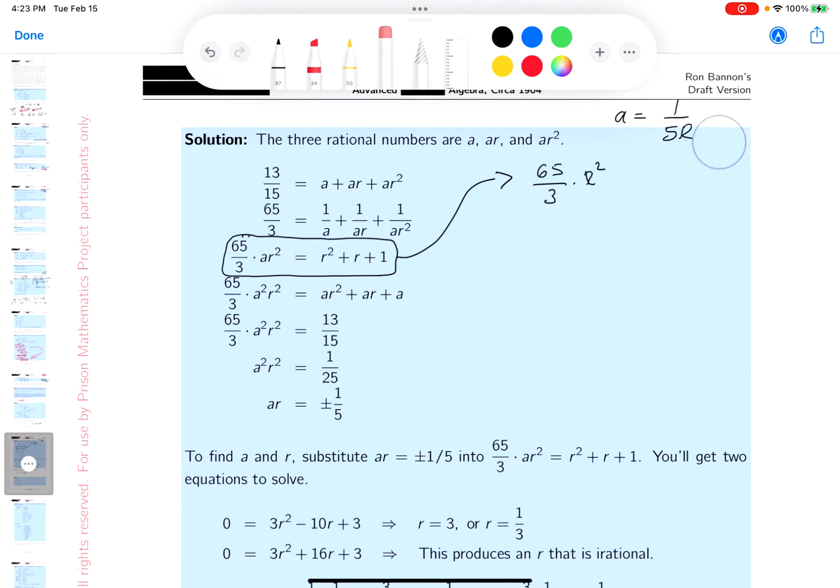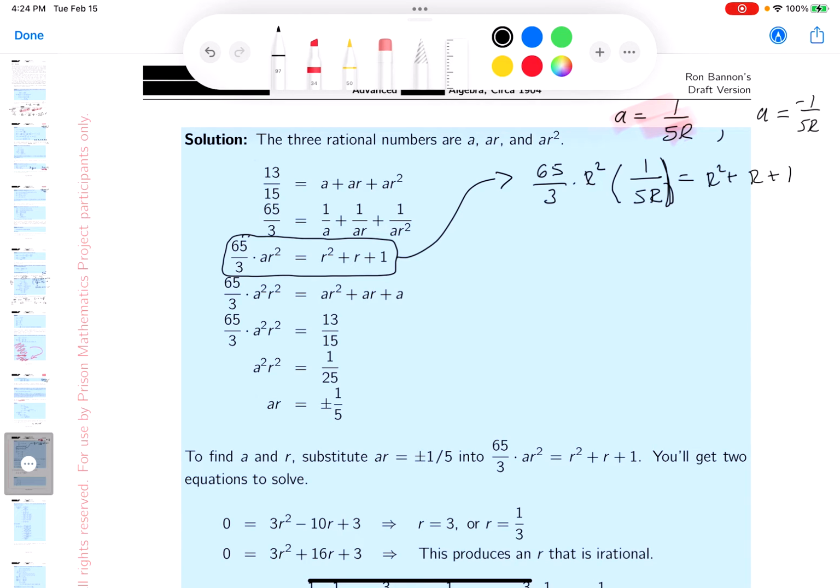Again, we're going to do the other one later. Let me write that down for you. The other one is going to be where A is equal to 1/5R, but the opposite. Let's plug this in, see what we get. We're doing this one now. Let's keep going. Equals R squared plus R plus 1.